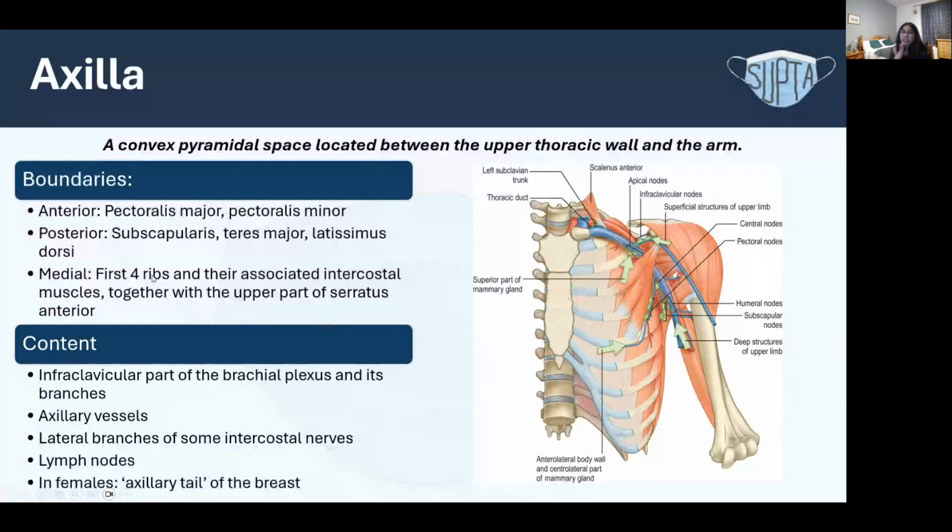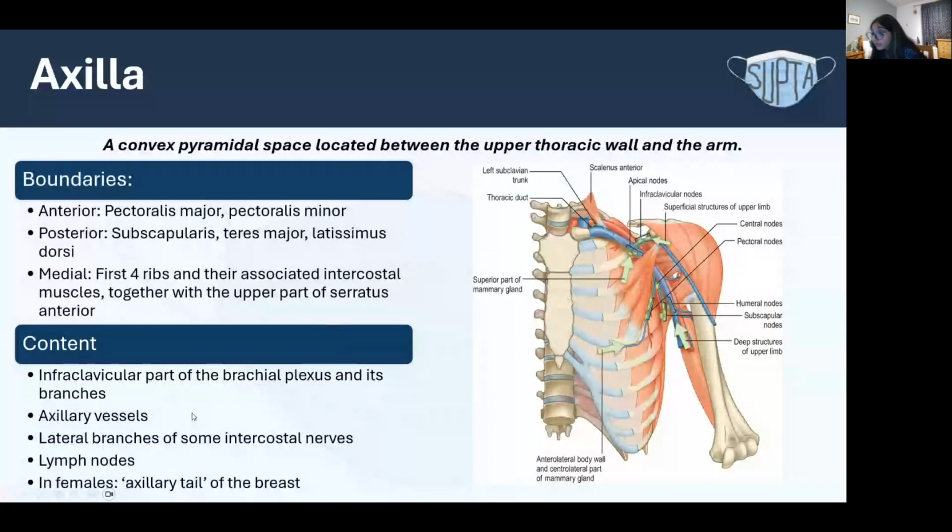But more than the boundaries, you need to know the content. That is what's more important. The boundaries can seem very complicated at times, but it's always nice to know as well, and if you think about your anatomy, you can figure out what these boundaries are. So we look at the content. The infraclavicular part of the brachial plexus and its branches lie here. So injury to this part can also still affect the brachial plexus. We also have a couple of axillary vessels. Remember our axillary artery and axillary vein, we were discussing them. The intercostal nerves, lymph nodes, and the tail of Spence, the axillary tail.